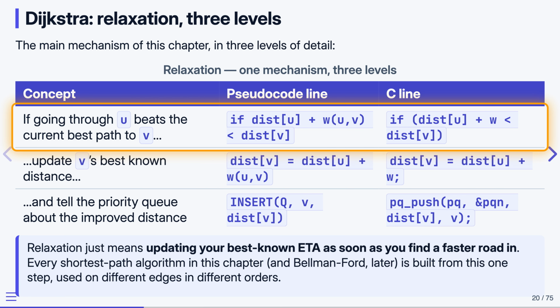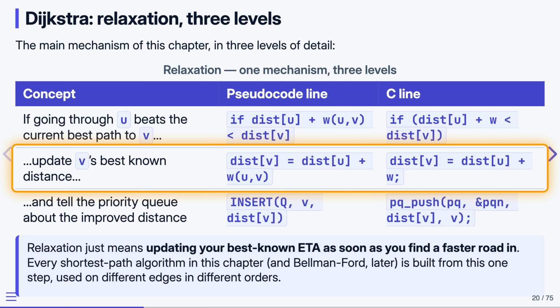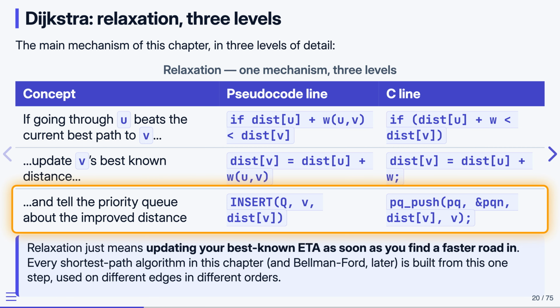If dist at U plus W is less than dist at V, then we update. Dist at V becomes dist at U plus the weight of edge UV. The C line is the same assignment. Finally, we tell the priority queue about the improved distance. In pseudocode, we insert into Q the vertex V with its new distance. In C, we push the new distance and vertex.